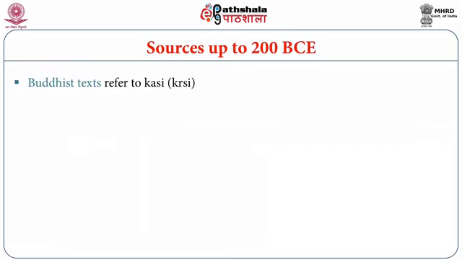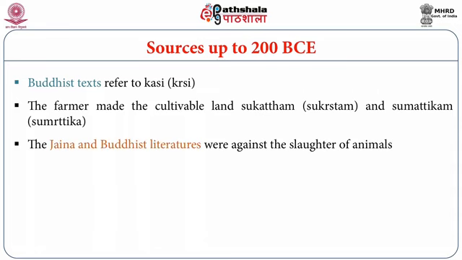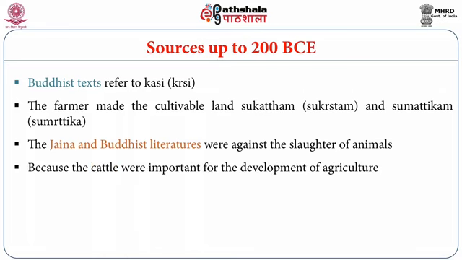Buddhist texts refer to Kasi, that is Krishi. The farmer made the cultivable land sukattam, sukrishtam, that is suitably cultivated, and sumattikam, that is, they prepared the soil for cultivating the crop they wanted to cultivate. The Jaina and Buddhist literatures were against the slaughter of animals because the cattle were important for the development of agriculture.